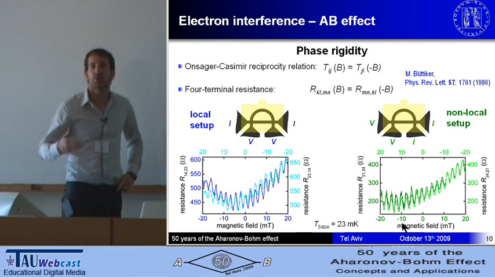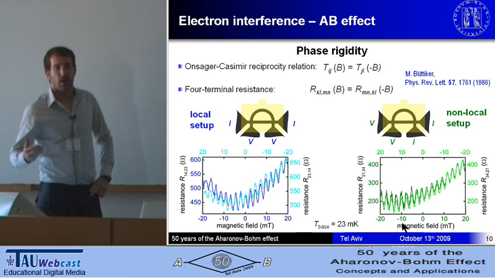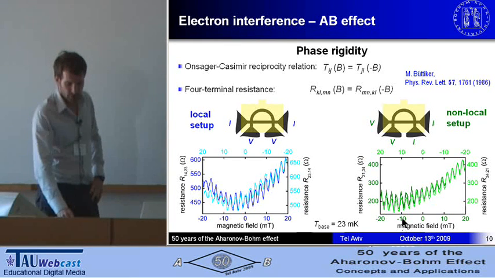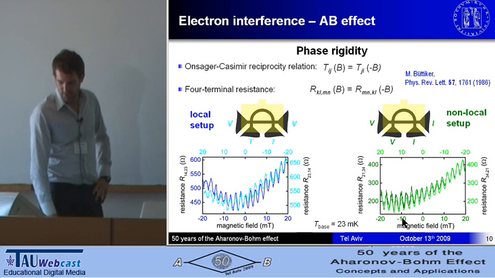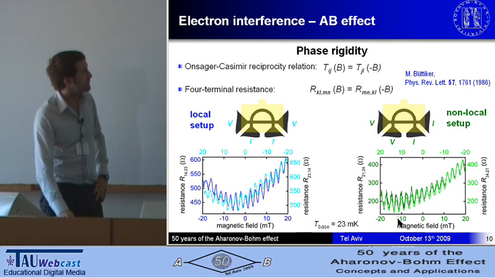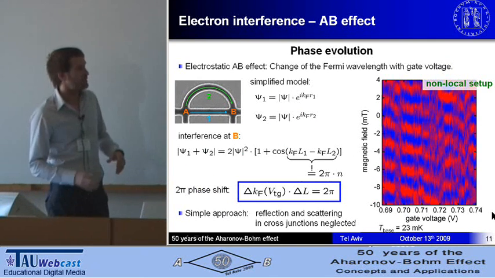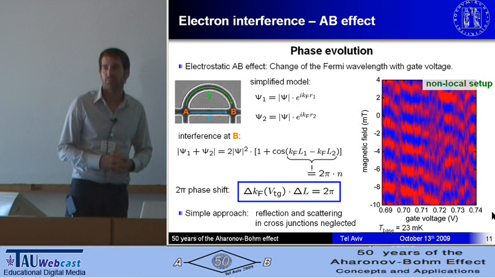The question now is, how can we change the phase? How can we make such a phase evolution visible? And we just made use of the most simple case, which is the electrostatic Aharonov-Bohm effect.